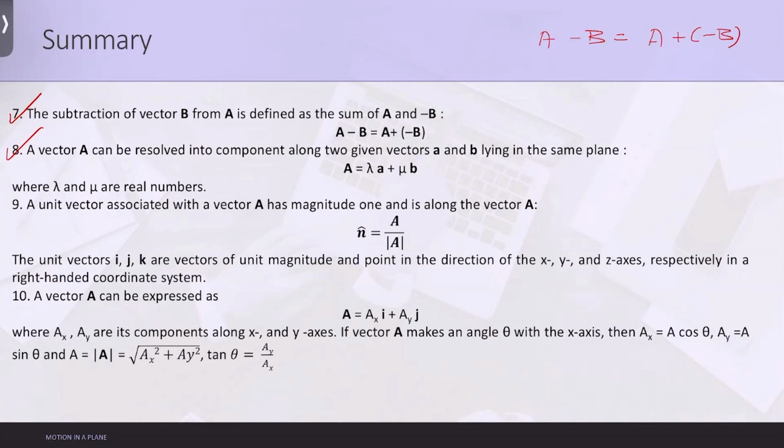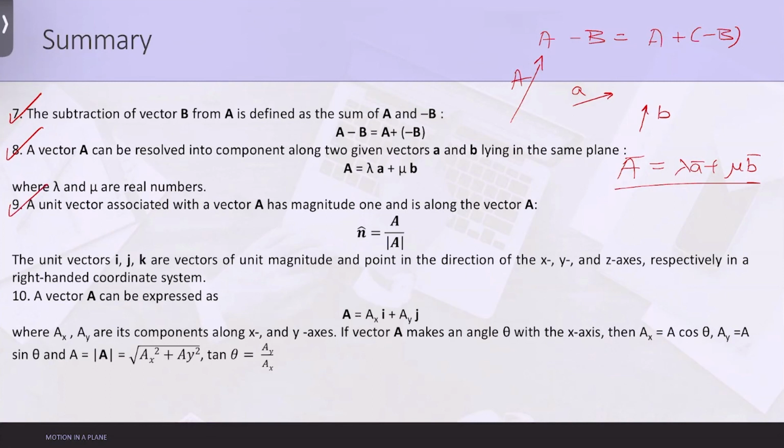Therefore, what we can write, let us say this is the vector A we are talking about, and let us say this is small a and this is the small b. So we can write A bar is nothing but lambda times a plus mu times b. Okay, and lambda and mu are real numbers.